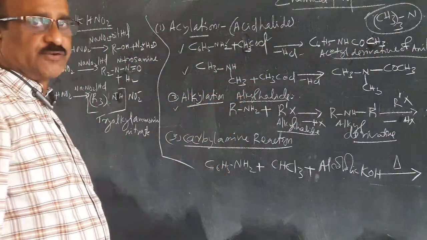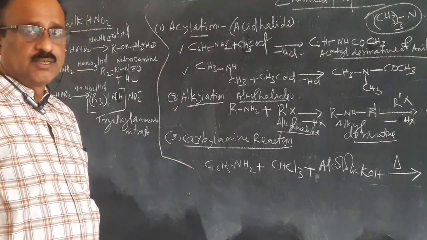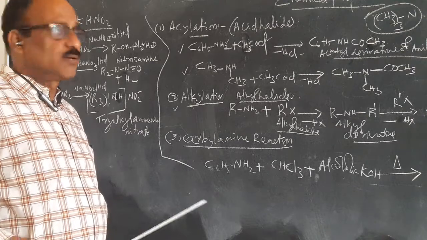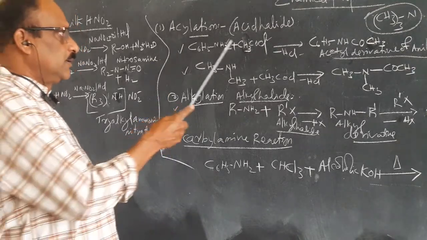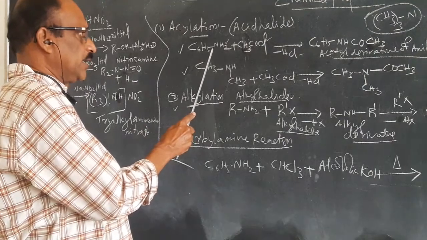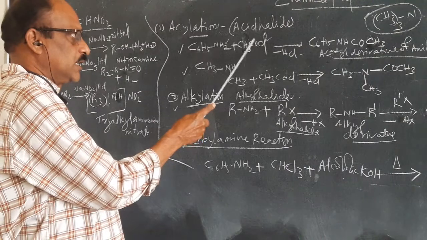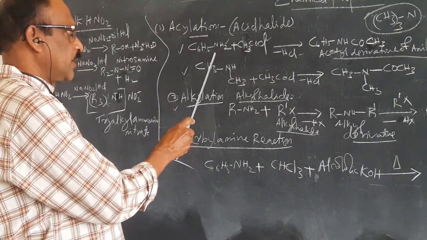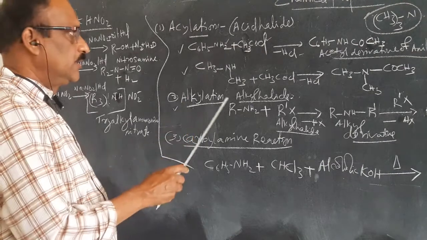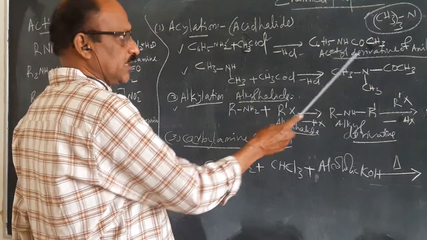The chemical properties of amines: I want to give certain important reactions given in the syllabus. First one is acylation. In acylation, a primary amine reacts with acetyl chloride. I am taking the aromatic amine, and one HCl is eliminated, and you are getting the acetyl derivative of aniline.